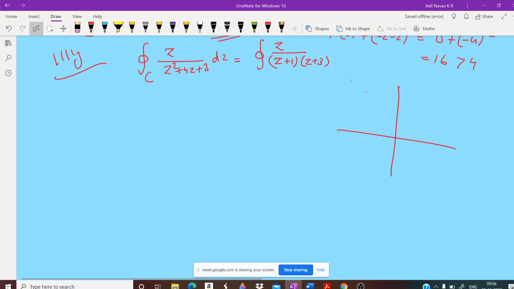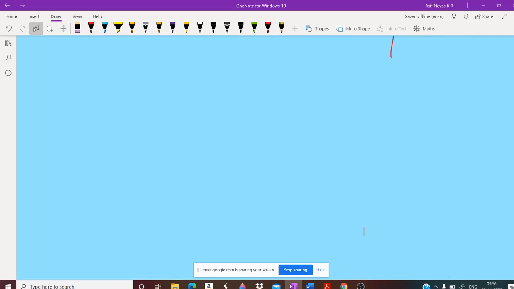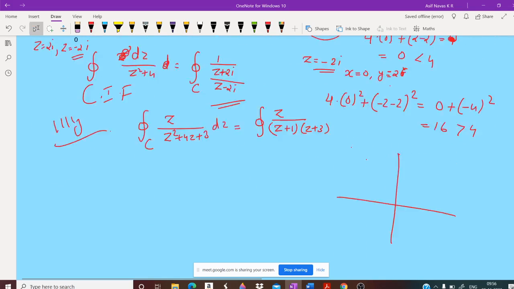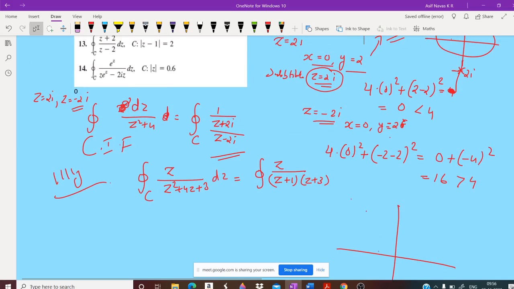So center minus 1 and radius 2. So what are the points of singularity? They are minus 1 and minus 3. So minus 1 is here, minus 3 is here. So both are inside the contour.